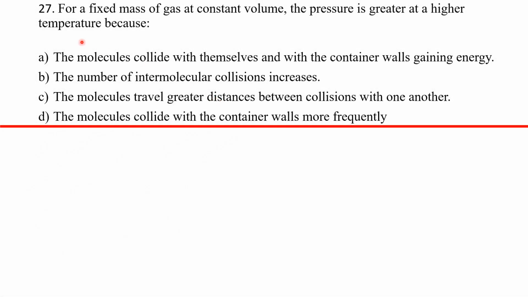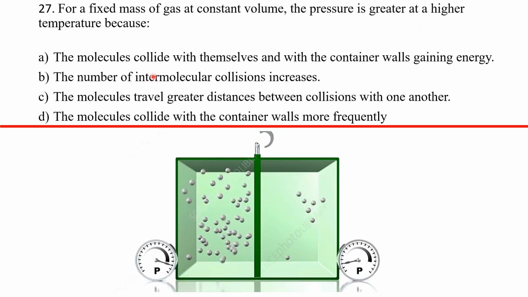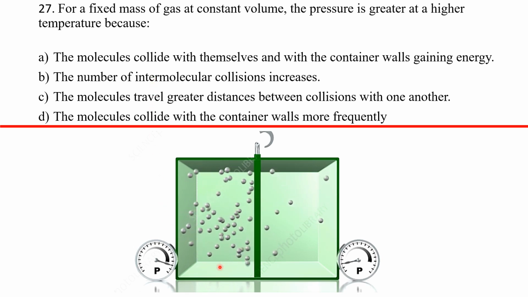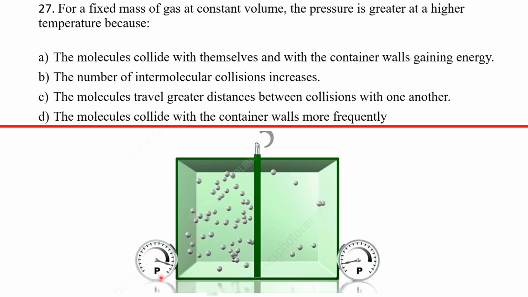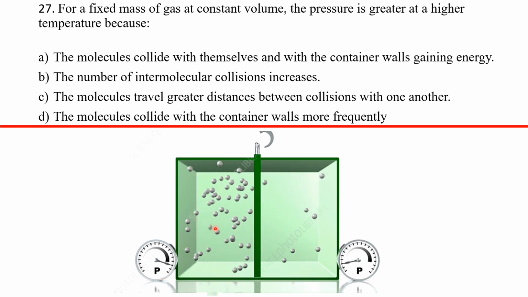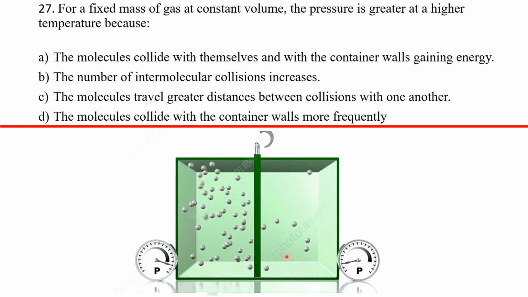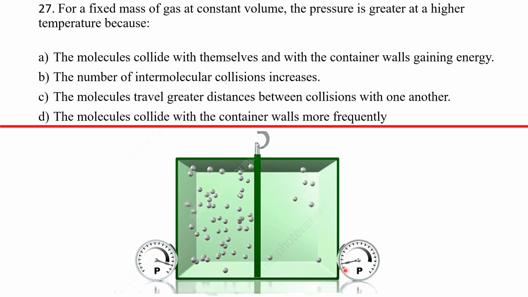For a fixed mass of gas at constant volume, the pressure is greater at a higher temperature because... Okay, so before we go through the options, I just want you to look at this animation right here. Look, the pressure is very high on this part of the container, and over here there are very few molecules colliding with the wall. You notice how low the pressure is.